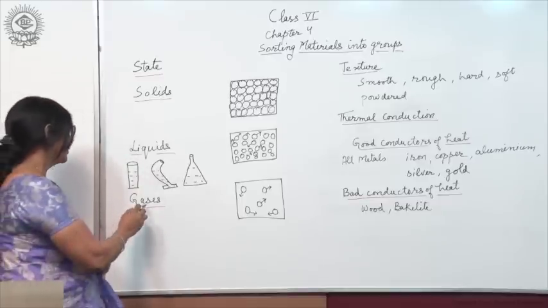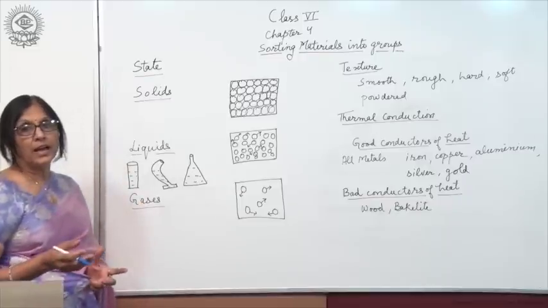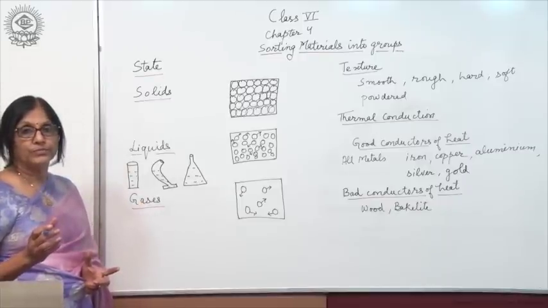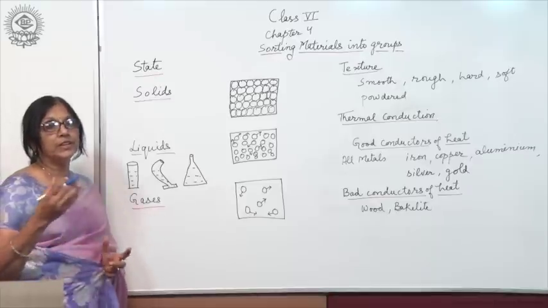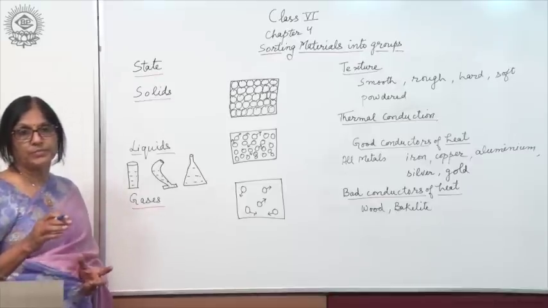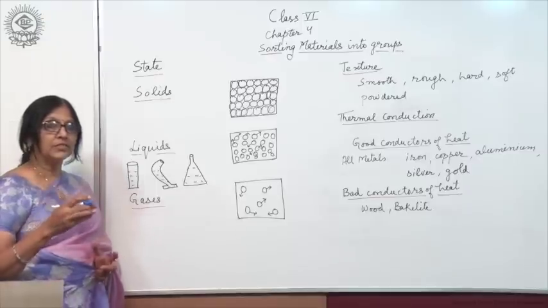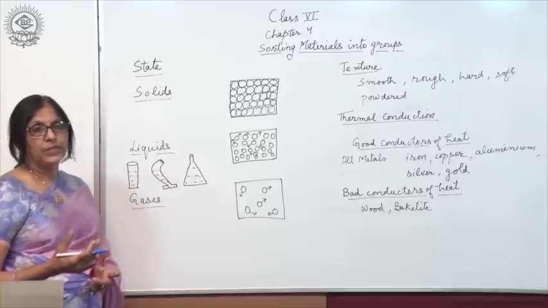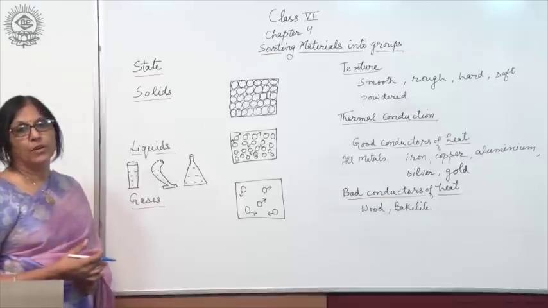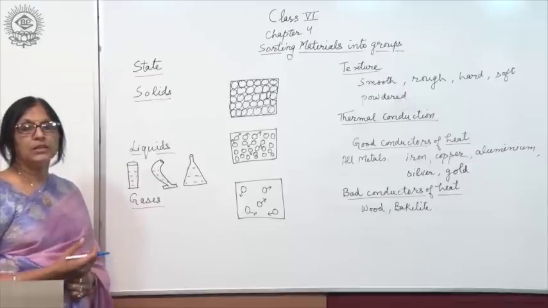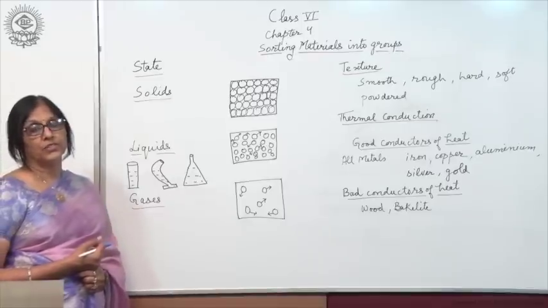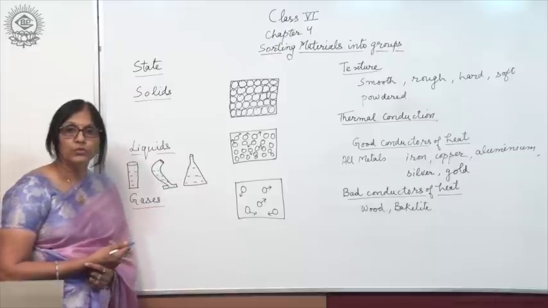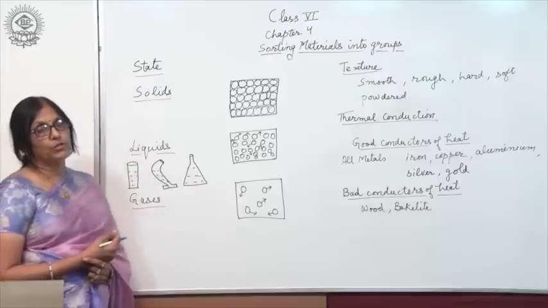Now what about gases? Gases neither have a definite shape nor a definite volume. Gases can be filled in any type of container of any shape, and gases will occupy the whole space available. Whatever container they are kept in, a small one, a big one, they will occupy the whole space available to the gas. Now why does this occur? This difference in solid, liquid and gases is due to the arrangement of the molecules.